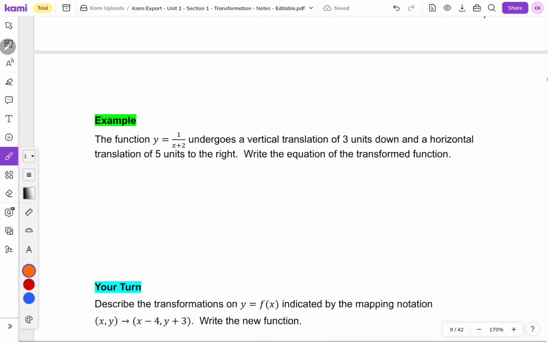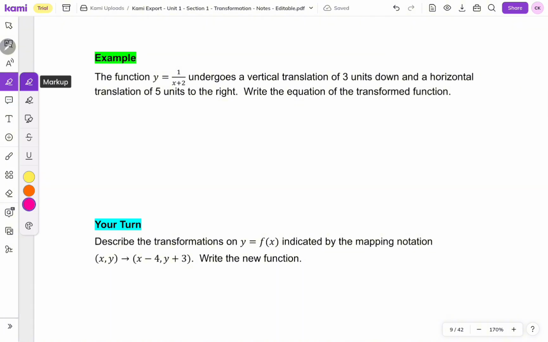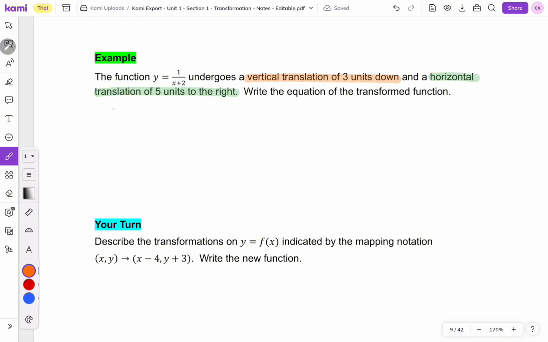Okay, and like I said, we can transform any graph. So now it wants us to transform the function y equals 1 over x plus 2. And it wants us to do a vertical translation. So let's color code here. Vertical translation 3 units down, and a horizontal translation 5 units to the right. So this tells me that k equals negative 3 because we're going down. And it tells me that h equals 5 because we're going right.